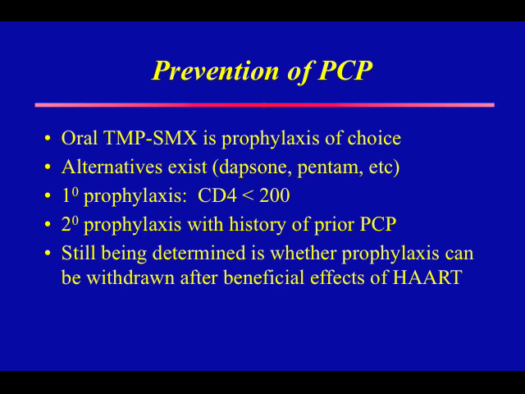What's the prevention? Just like we discussed, it's Septra. We have 2 types of prophylaxis, primary and secondary. What's primary? When they've never had PCP before and their CD4 count is less than 200. Secondary means they had PCP before, and that's the number 1 risk for getting PCP. That's a board question. Previous PCP is the number 1 risk for a next PCP to occur.